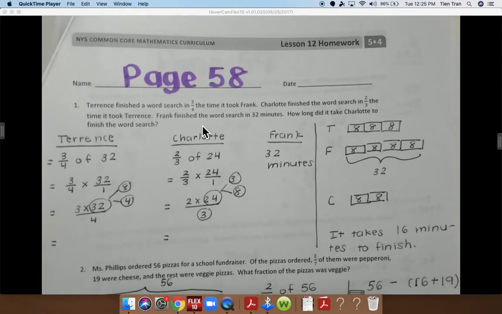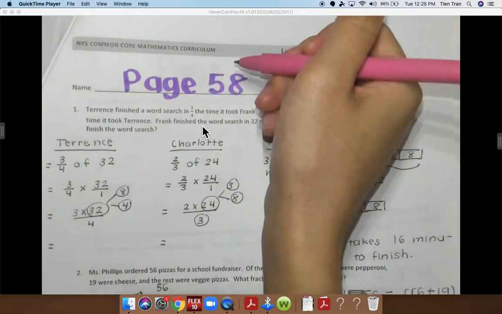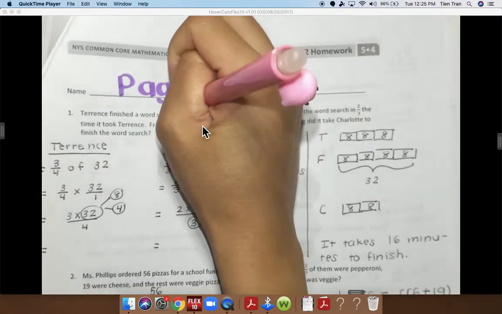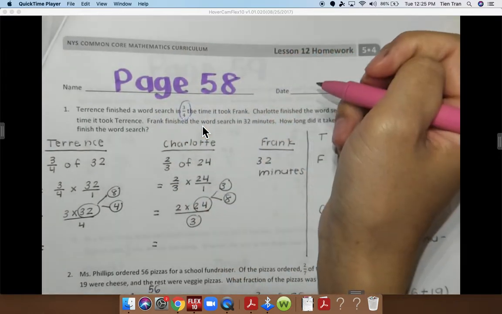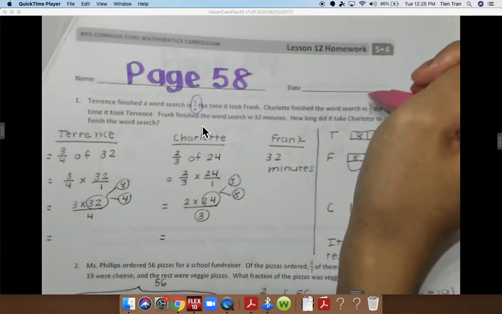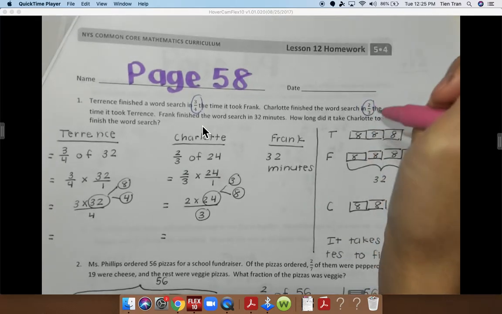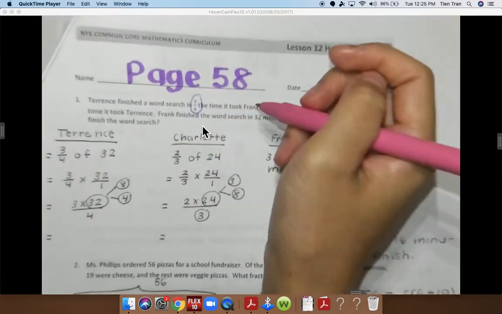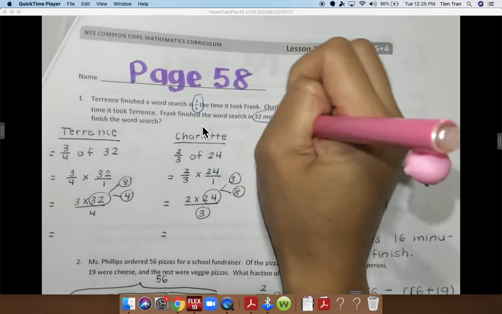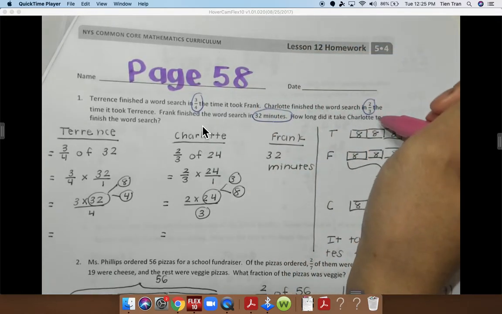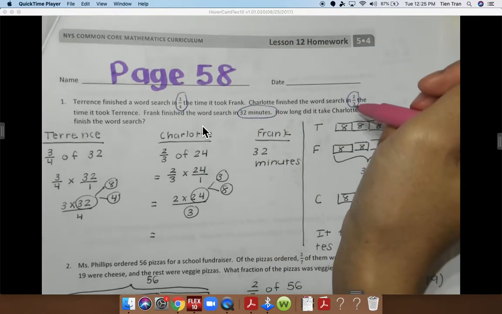We are on page 58, lesson 12. Homework, please make sure you're turning to the correct page. It says right here, Terrence finished a word search in 3/4 the time it took Frank. Charlotte finished a word search in 2/3 the time it took Terrence. Frank finished a word search in 32 minutes. How long did it take Charlotte to finish the word search?